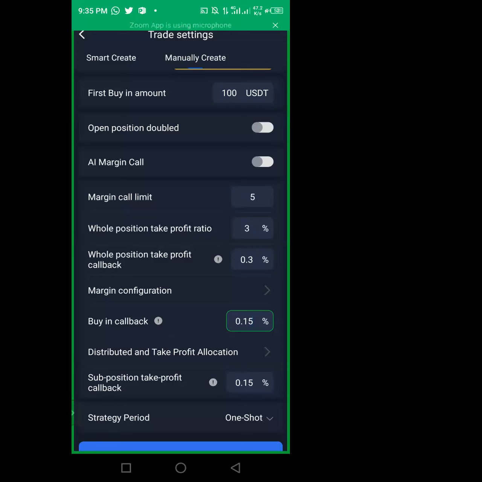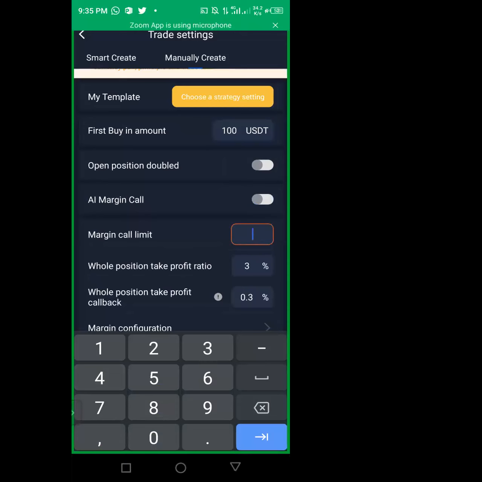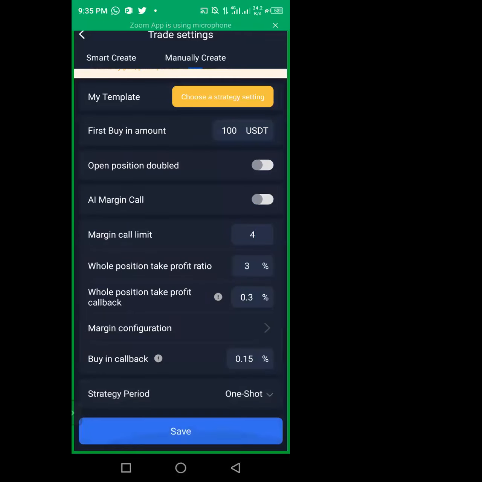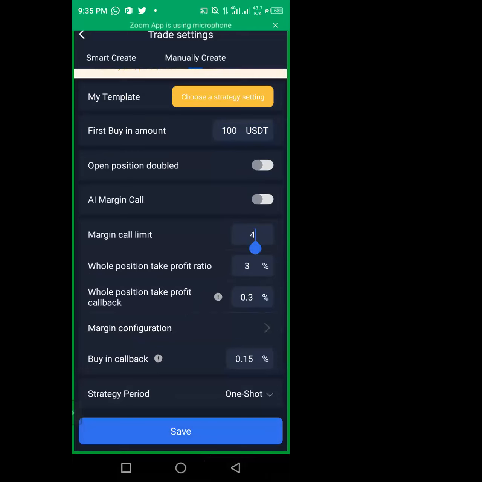Then we have the distributed and take profits allocation. When we explained what RoyalQ is, we said the robot is designed to make profits in the bear season and in the bull season. When the coin is going down, the robot is designed to make profits for us. Once you start using your margin call limit, once it passes 4, at 4 you see that the settings has finished. If you use your margin call limit 4, you don't have business with what I want to explain now.